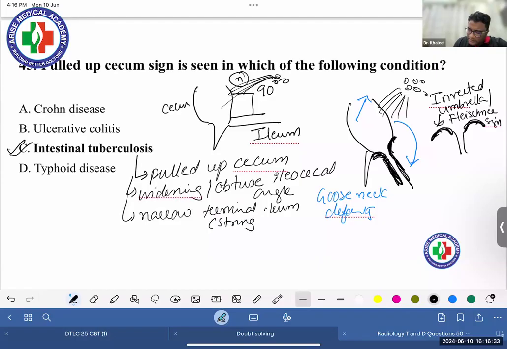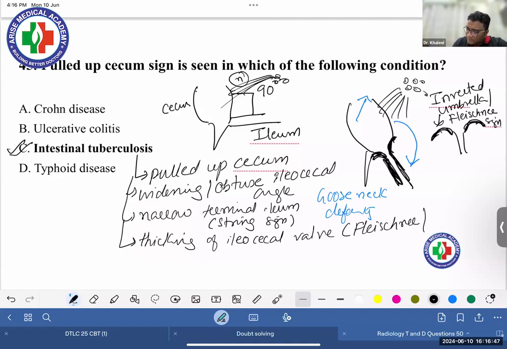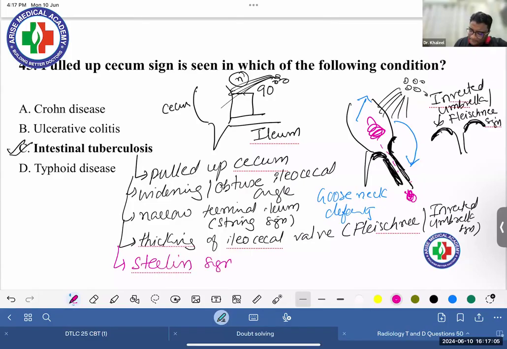This is called sometimes the string sign. Okay, so string sign. And you're having thickening of ileocecal walls. This is called Fleshner's sign or inverted umbrella sign. And when I give barium, barium does not like to stay in the disease area. The barium will be flushed off fast from this area. So that is called a Sterling sign. Rapid emptying of barium from the disease segment.